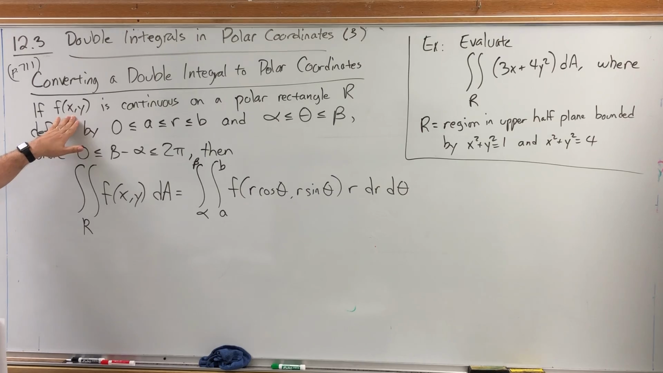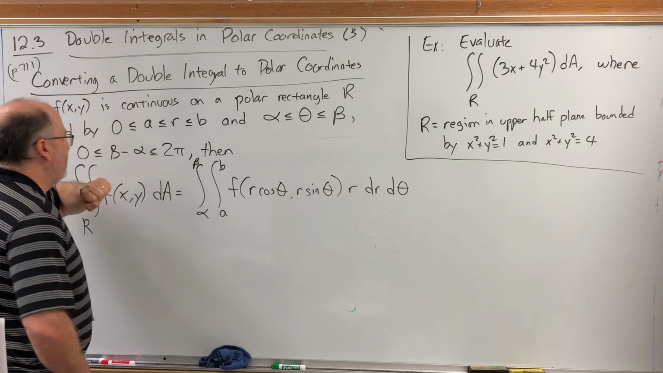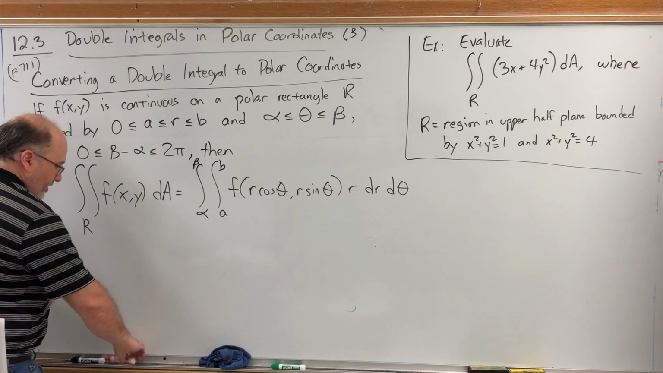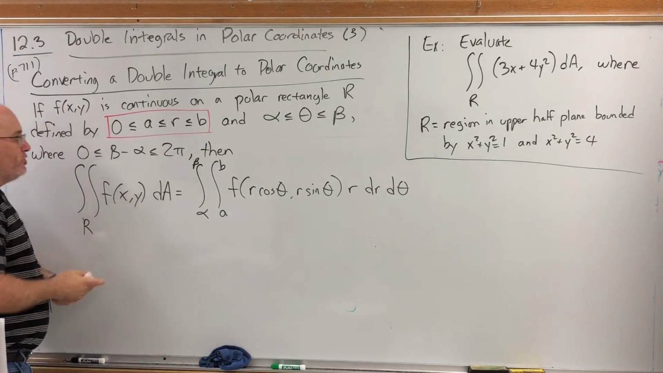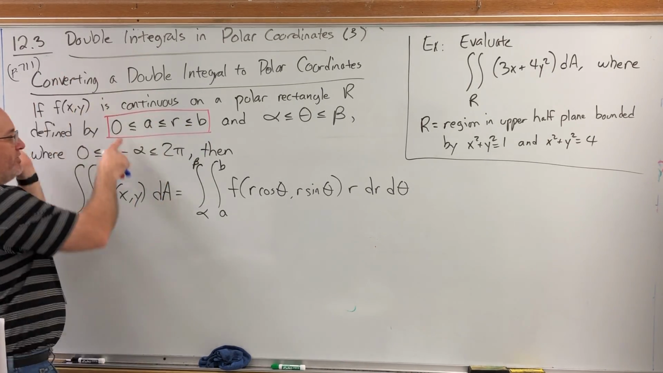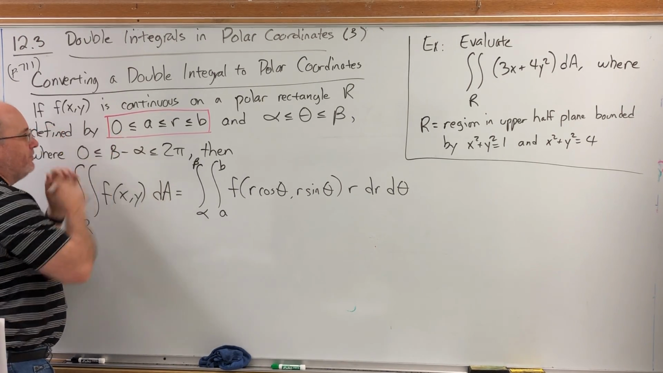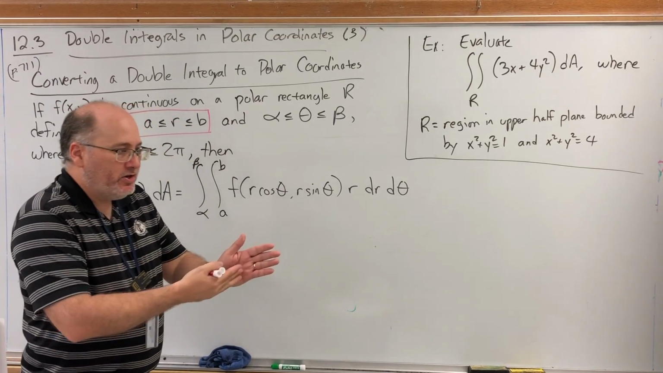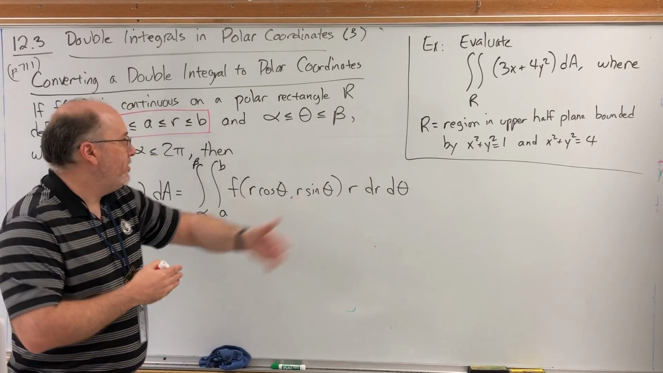If a function f of x, y is continuous on a polar rectangle defined by the following, then, well, let's look at how the rectangular region is defined. In this first inequality, all it's really saying is your radius is between A and B. What this is saying is everything is non-negative. The reason we don't allow negative radii is because when you're integrating, you don't want to go backwards into a different part of the region while you're over here on the positive side looking over there.